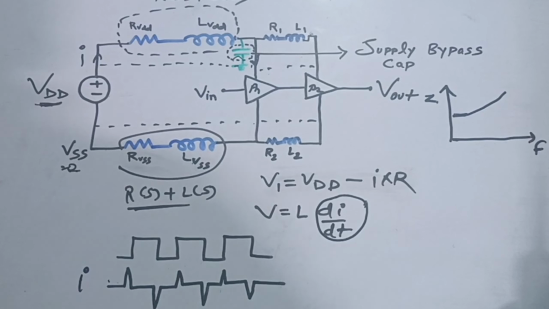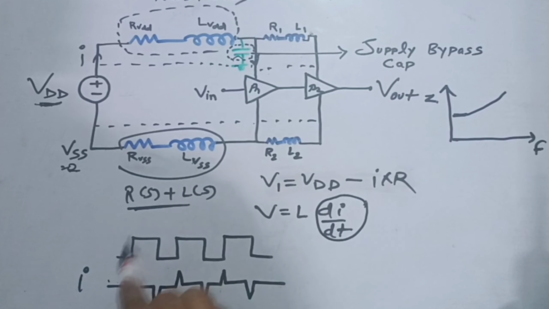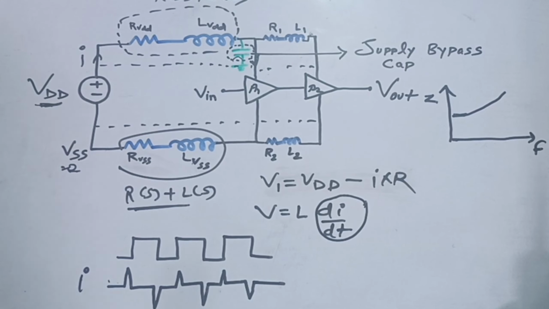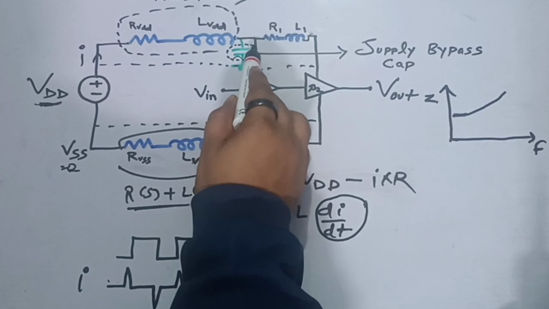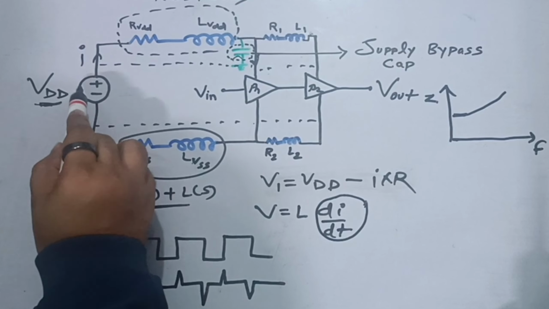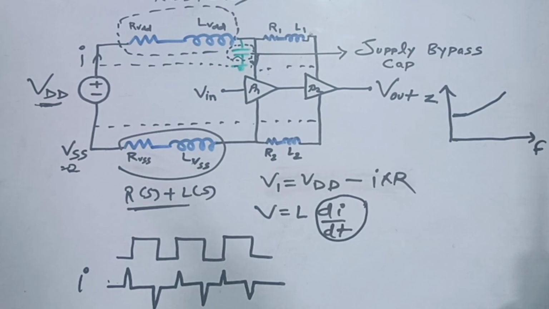And this is not only across supply, even at ground also, a similar kind of nature or similar kind of waveform you will observe. So the question comes to our mind, how we can mitigate this impact, right? Because ideally we want to have as ideal a supply as what we have applied as an input, so that our op amps or any circuit can work as intended.